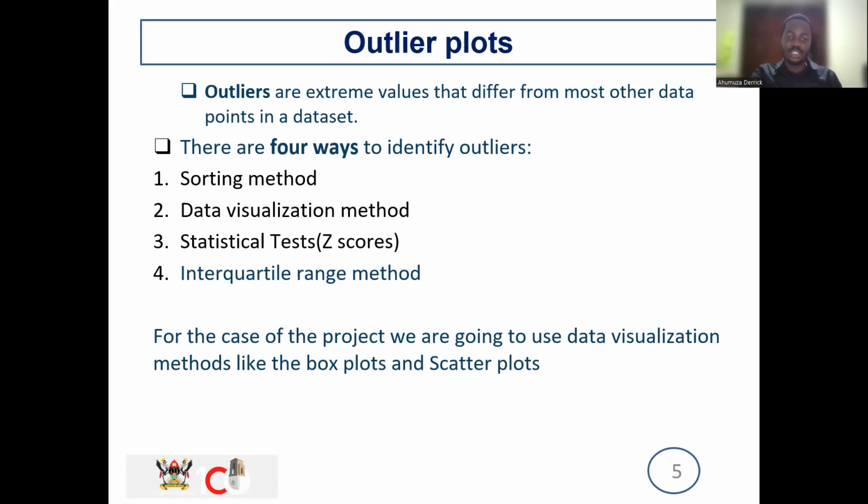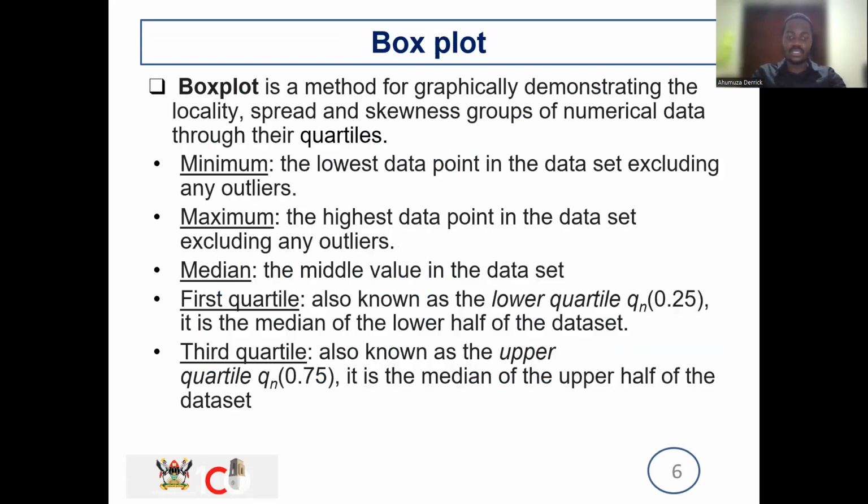For the case of the project, we are going to use the data visualization methods, like the box plots and the scatter plots. The box plot is a method of graphically demonstrating the locality, spread, and skewness groups of numerical data through their quartiles.